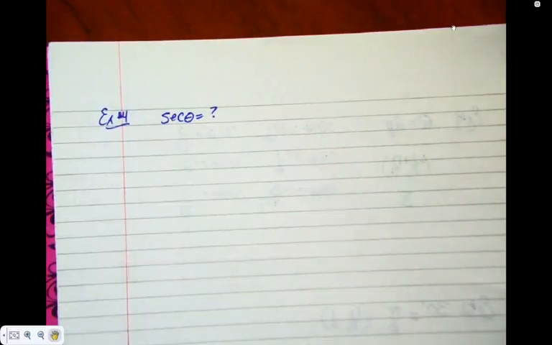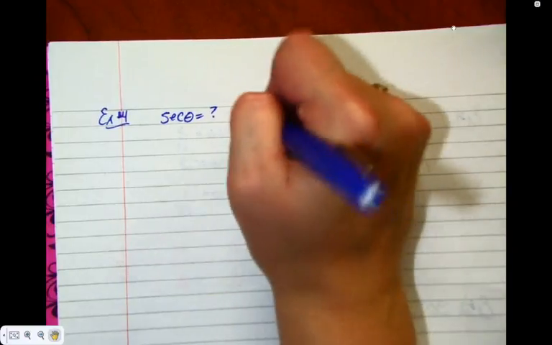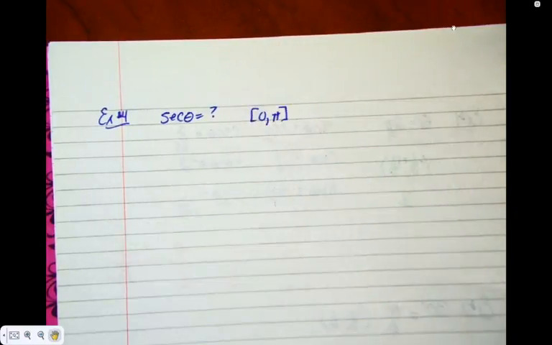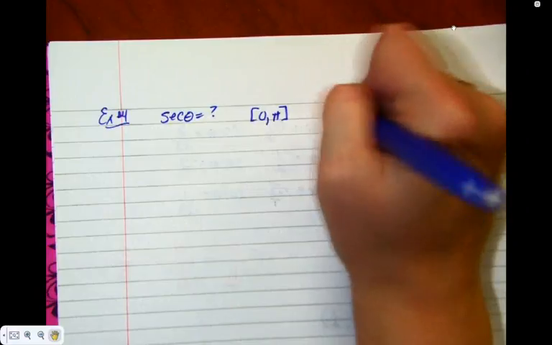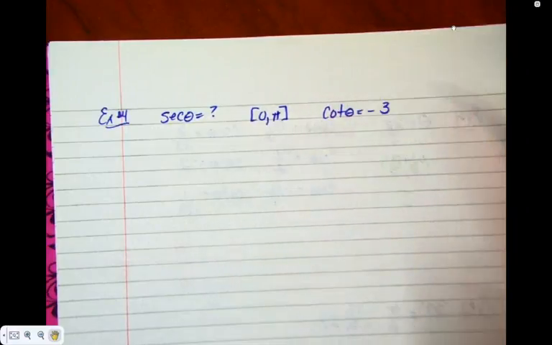Question asks for secant. Interval 0 to pi. And they tell us cotan theta is -3.